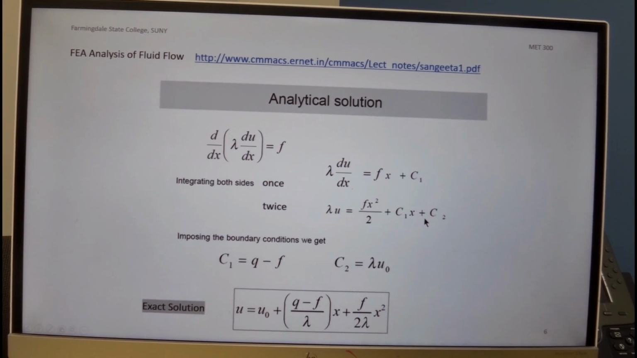We recall that the boundary condition was that at x equal to 0, u was u0, therefore C2 equals lambda u0. This is what we have over here. And at x equal to 1, lambda du dx was equal to q. Therefore, C1 equals q minus f, and that is the expression here. When we put these two values into the original equation, we come up with the exact solution relating the unknown variable to the independent variable x.